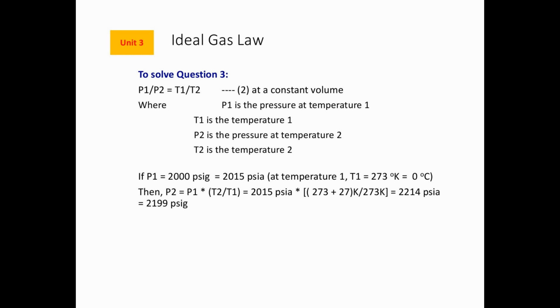T1 at 0 degrees C is 273 K. P2 is at a temperature of 300 degrees. What would be the pressure? Based on this equation, it would be P1 times T2 divided by T1. That's roughly 2214 PSIA minus 15, so we get 2199 PSIG. That's what you should read at the gauge on your regulator. This assumes an ideal gas, which is very close.